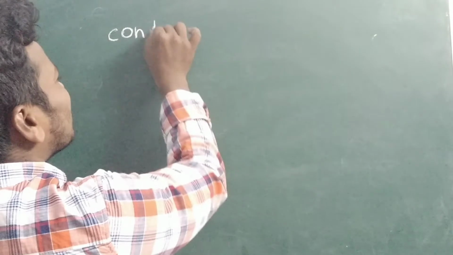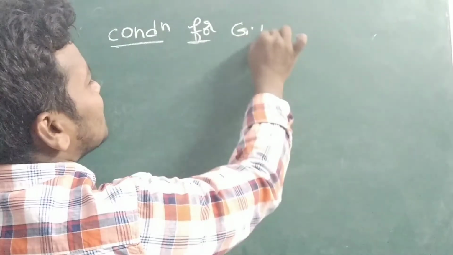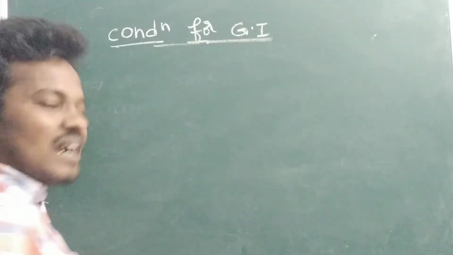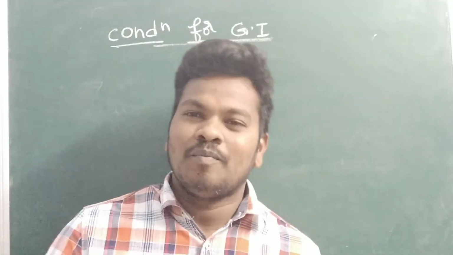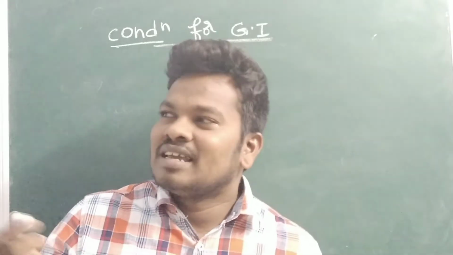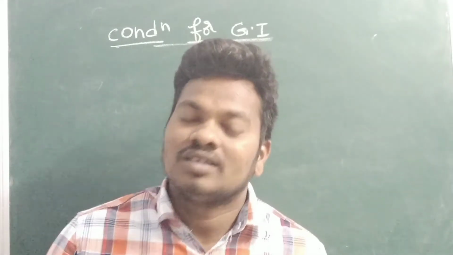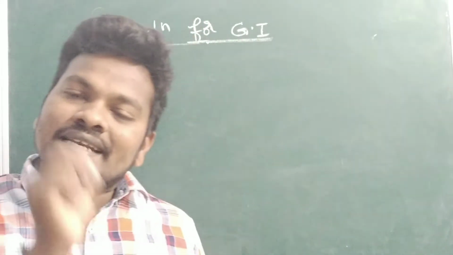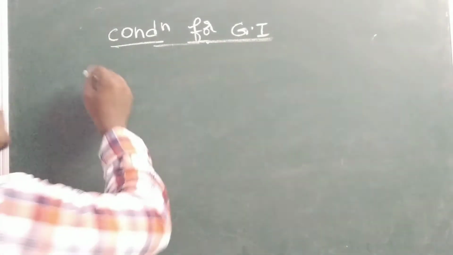Now let us see the conditions for geometrical isomers, GI for short. Generally we know that a sigma bond is there, which is a single bond, and there are multiple bonds, the double bond and the triple bond. Here you can see a restricted bond should be present in geometrical isomers. The first point is restricted rotation.